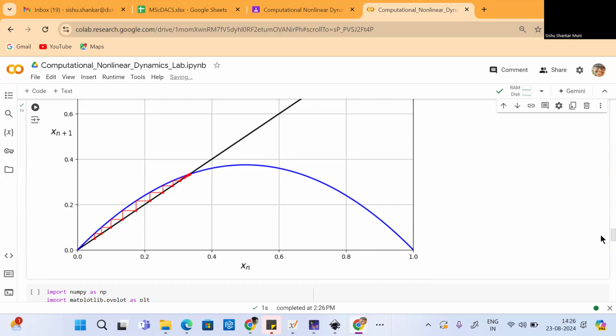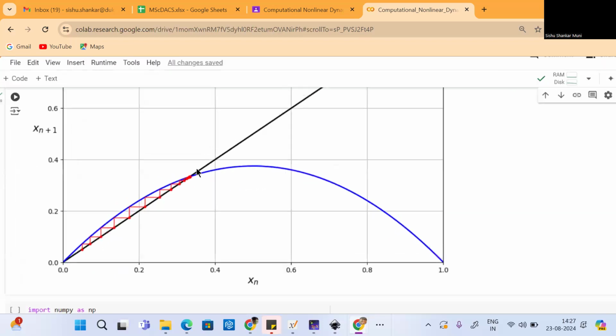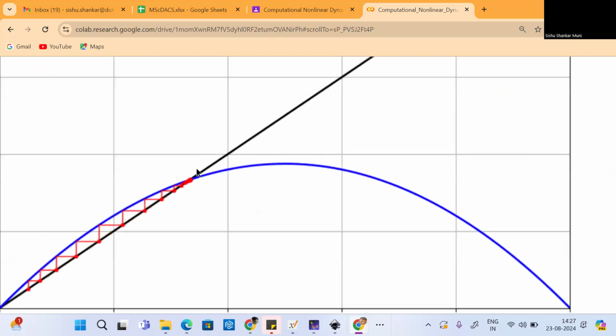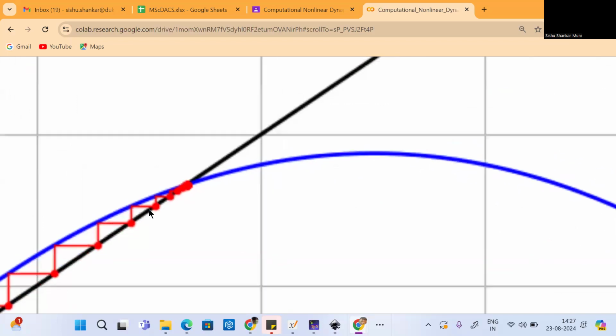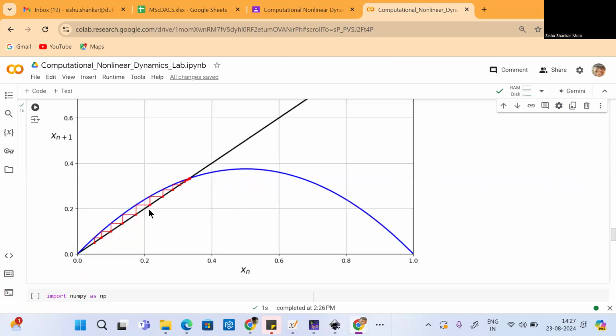And you see that this point is the fixed point. If you zoom in here, you can easily see that it is converging to the fixed point. And the fixed point is the intersection of both the blue and black curve. Fine with you. Okay.